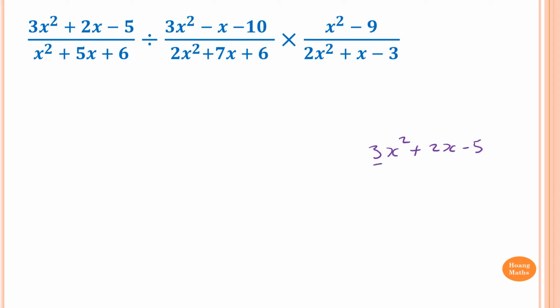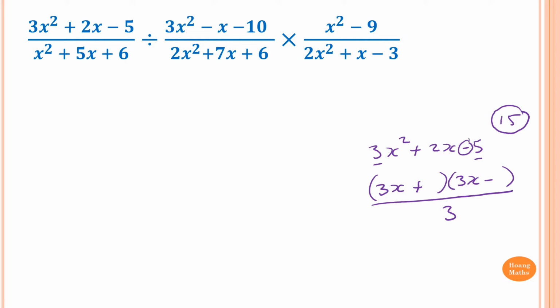So first of all, 3 times 5 is 15. And then this is minus, so write one plus, one minus. So 3x plus and 3x minus, and all over 3. What times what gives me 15, and minus means the difference. The difference is 2. So which means 3 and 5. But because it's positive, the larger number goes on the positive side, which is 5 here, 3 here.